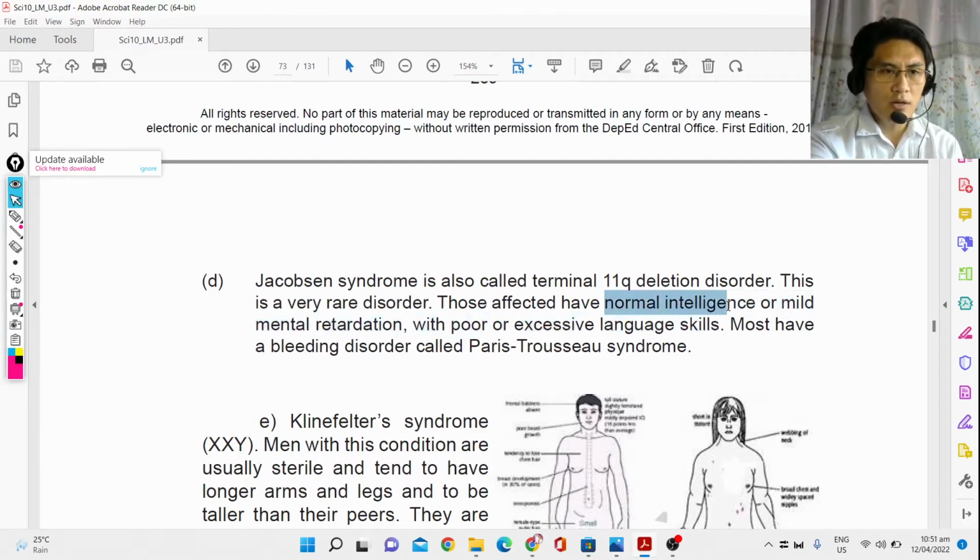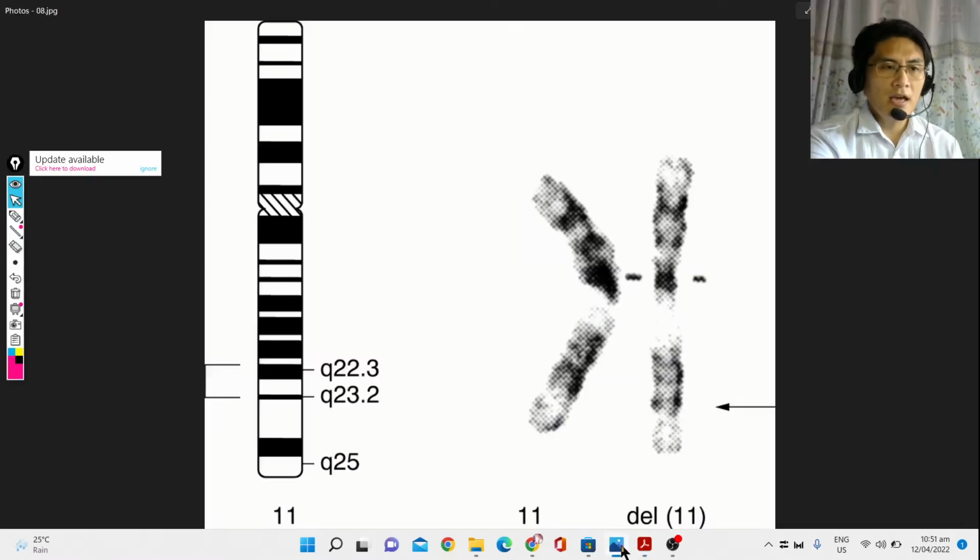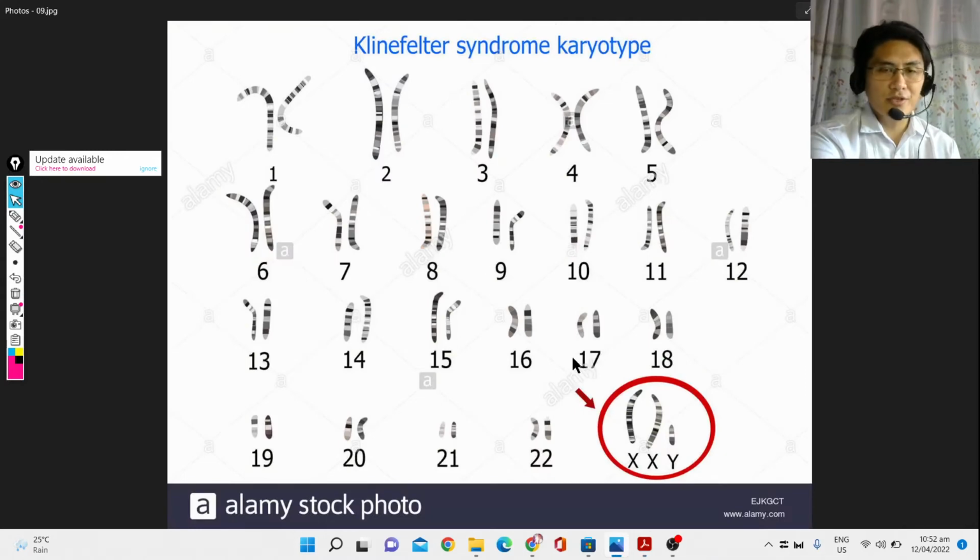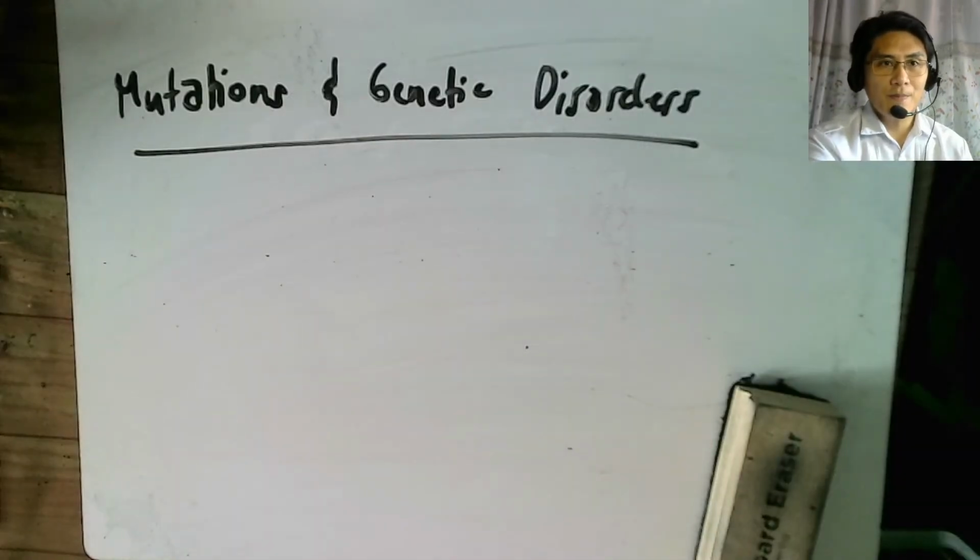This person would have either normal intelligence or mild mental retardation, but they have either very poor language skills or excessive language skills. So kind of the extremes. And they have a bleeding disorder called Paris-Trousseau syndrome, right? So like that. And then after Jacobson syndrome, you can also have Klinefelter syndrome.